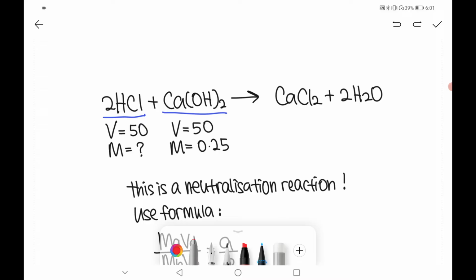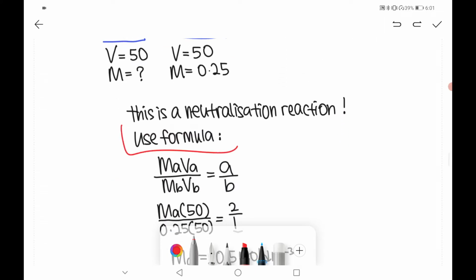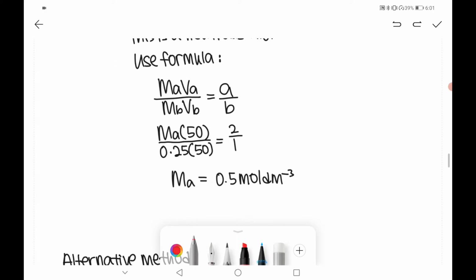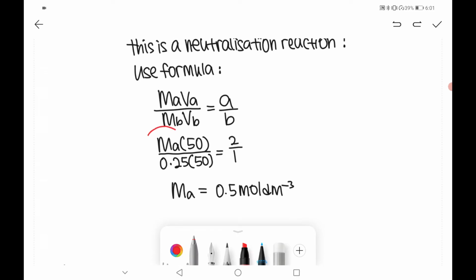So again, how to do it? When acid reacts with alkali, you know this is a neutralization reaction. For a neutralization reaction, we can use the formula MAVA over MBVB equal to a over b. Put in the values in the formula, and then you will be able to calculate the MA. The MA is 0.5. Make sure you put the unit. M is molarity, and the unit is mole per dm³.